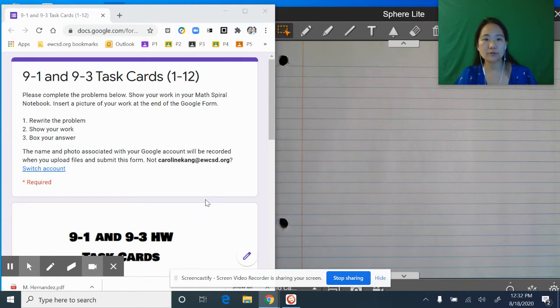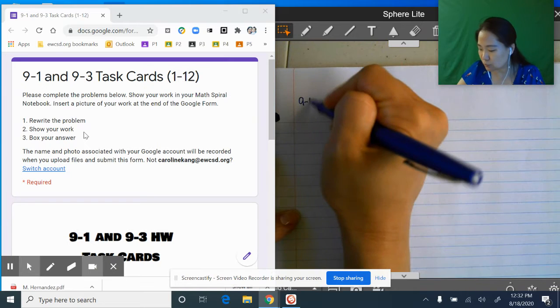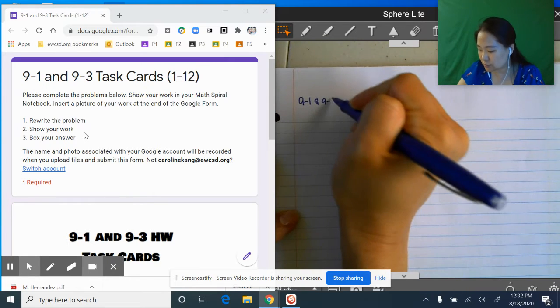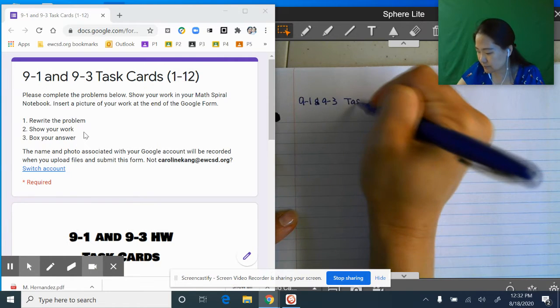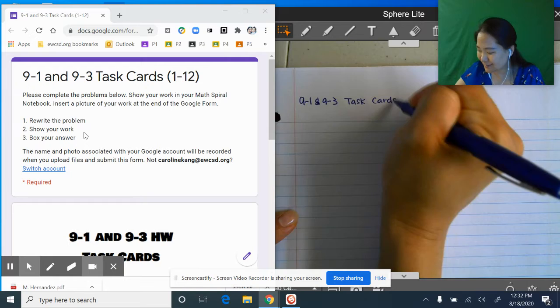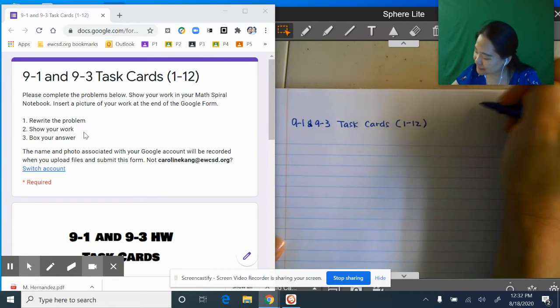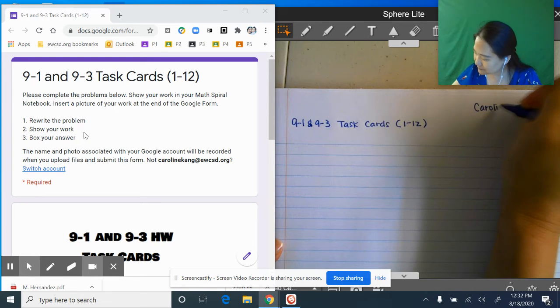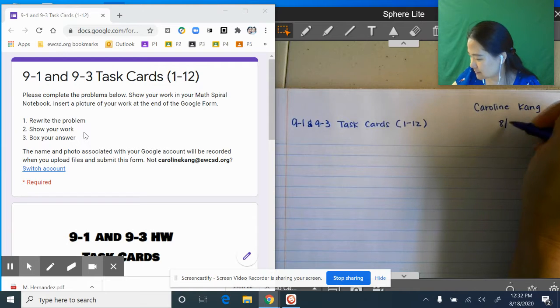So we have our Google form here. As always, you're going to rewrite the problem, show your work, and box your answer. First thing I'm going to do is write down the homework heading, 9-1 and 9-3 test cards, 1 through 12. And I'm going to write my full name, today's date, period 1.